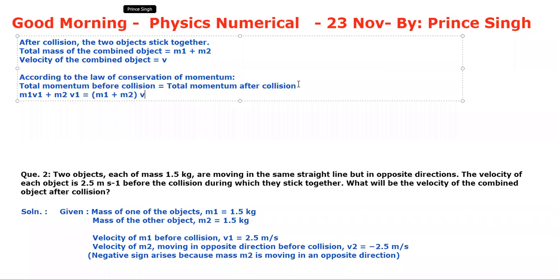So total momentum before collision is m1 v1 plus m2 v2, or we can say the previous formula, and after collision a single velocity is there, so we will use only the letter V. Okay, now put the formula and tell me the answer.